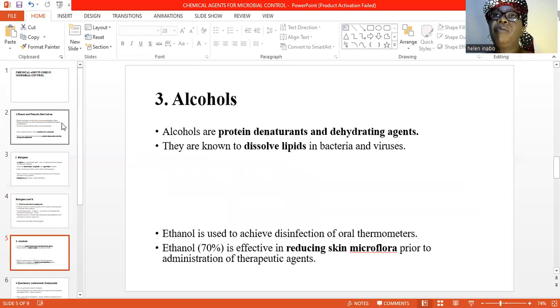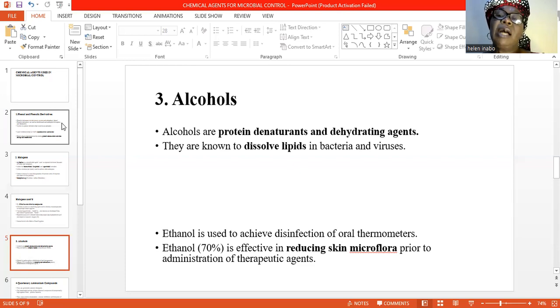The next group of chemical agents used in controlling microorganisms are the alcohols. The alcohols are known to denature proteins, they dissolve lipids, and they are dehydrating agents. Dehydrating agents, that is, they remove water or moisture from microbial cells, and microbial cells cannot carry out metabolic activities without water.